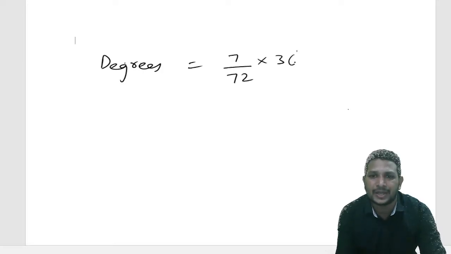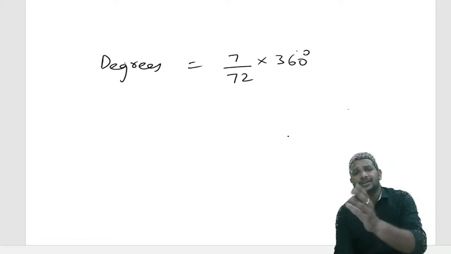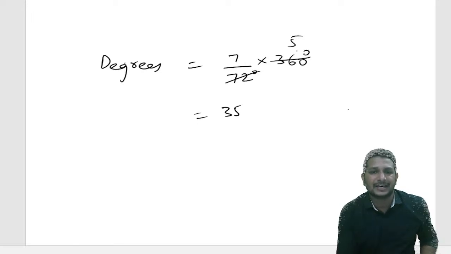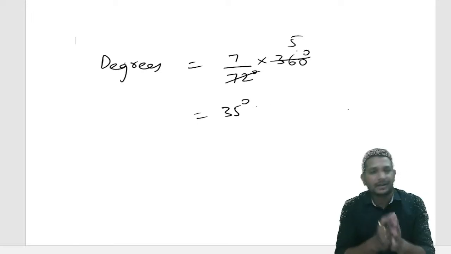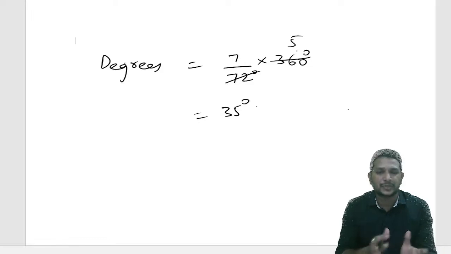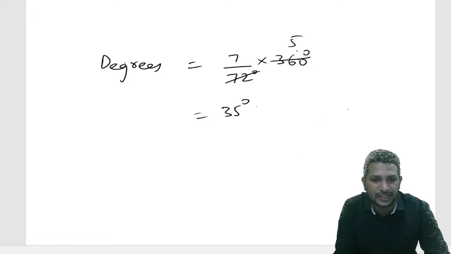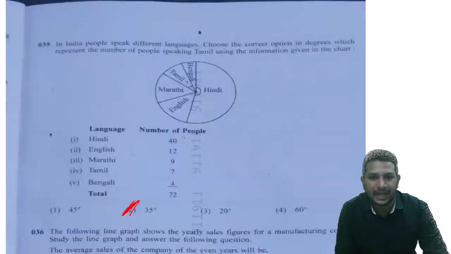7 by 72 into 360 degrees, as we need to find the angle, we need to always consider 360 degrees first. 72 5s. So we got the answer as 35 degrees. The angle related to the Tamil speaking people is 35 degrees. So the answer for this question is option 2.